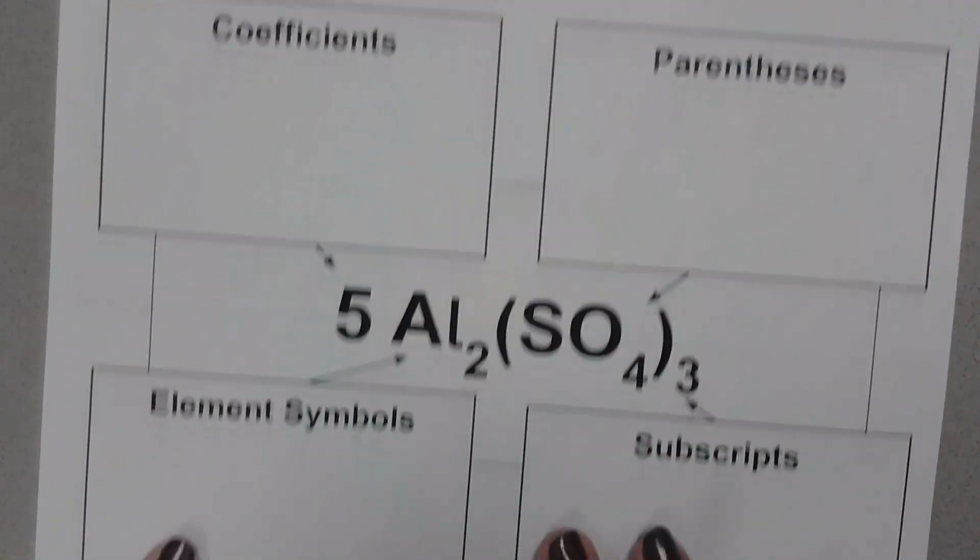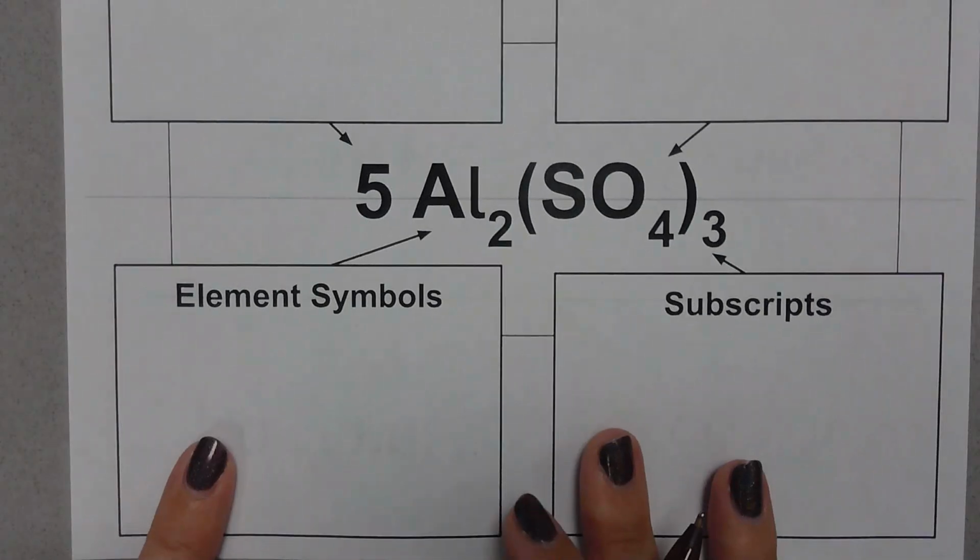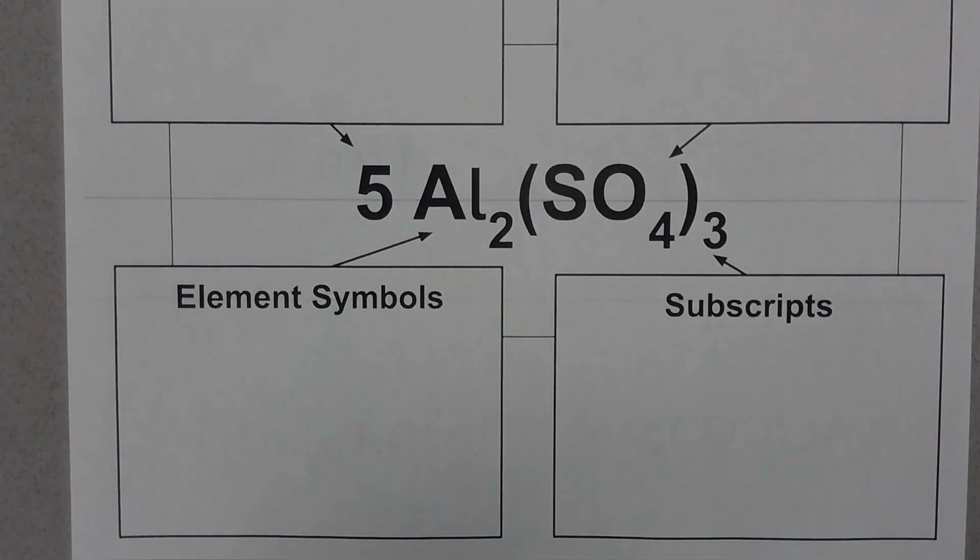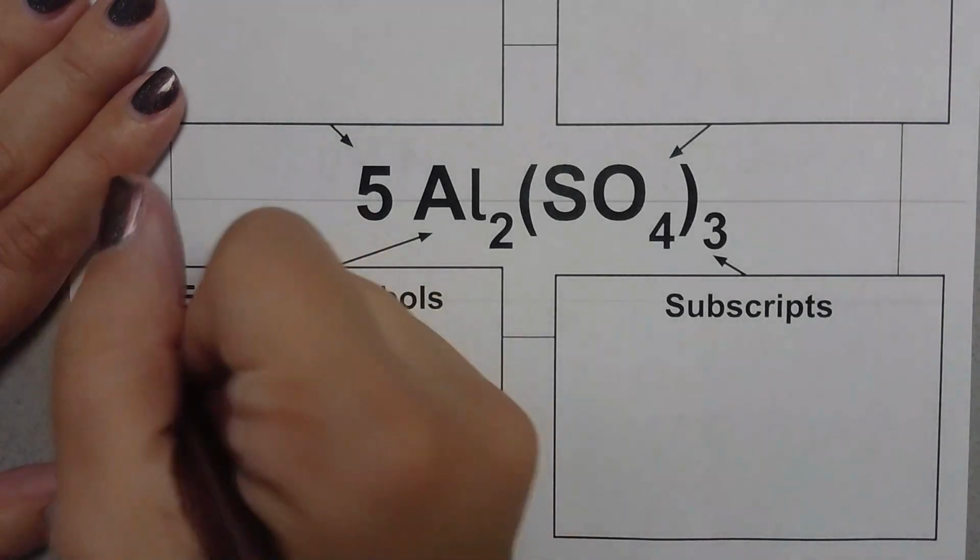So we're actually going to start down here in the bottom corner talking about element symbols. Element symbols are the thing that are found on the periodic table. These tell you which elements are in the compound.